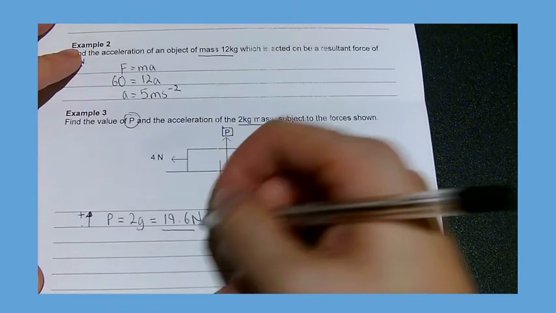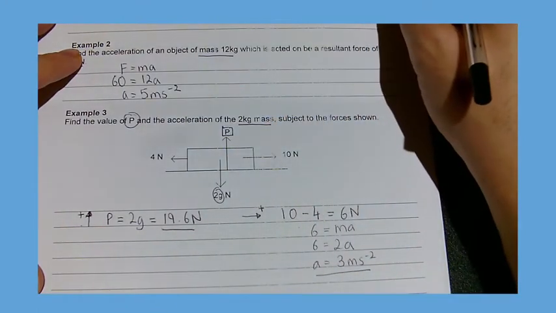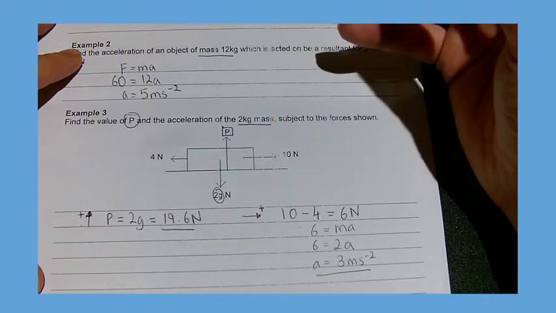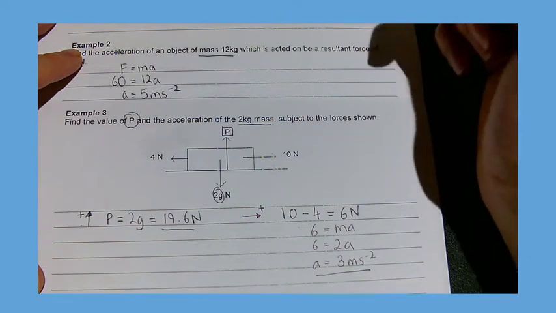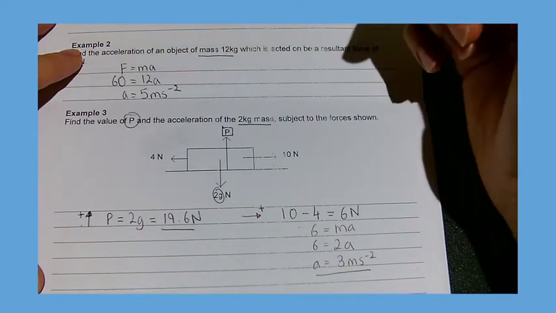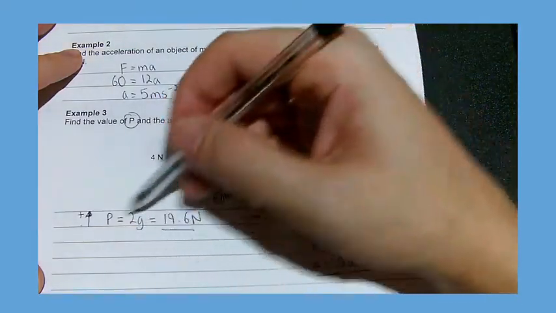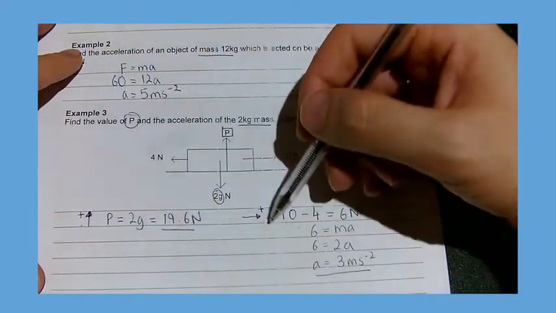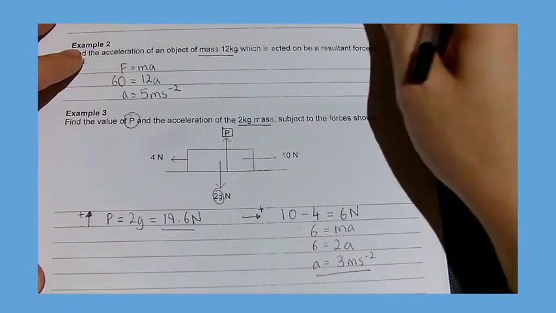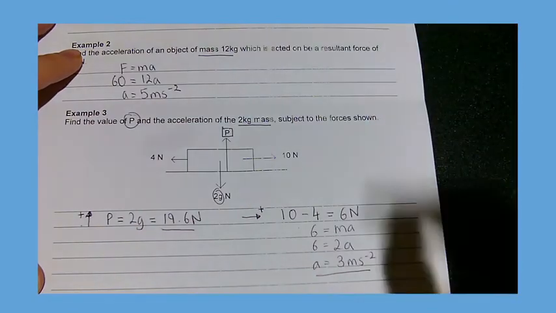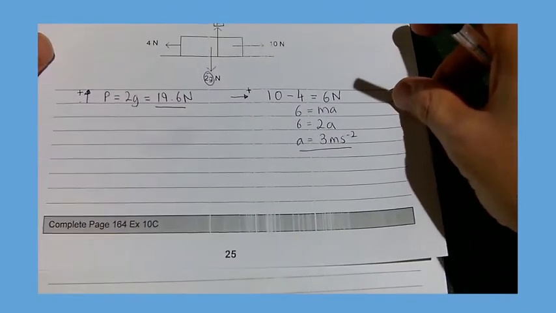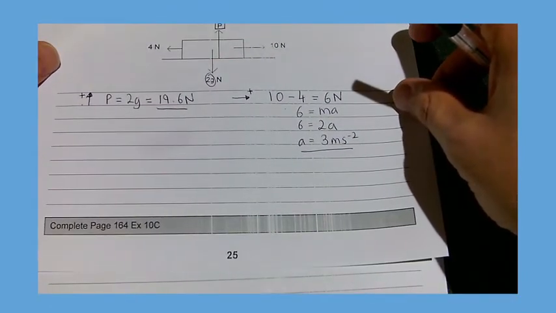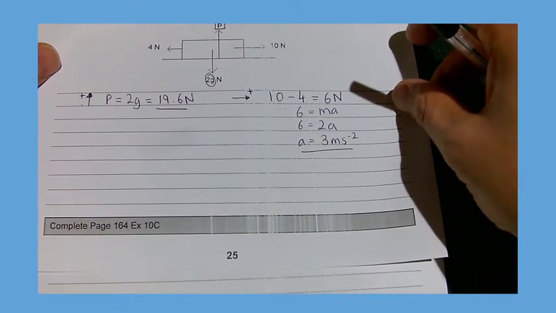The most important part of this sort of question is to understand where the resultant force is and what the direction of the resultant force is. If there is no resultant force, then how can I find the value of P? And if there is a resultant force horizontally, how can I use that to find the value of a? There are some questions here where you can use the simple formula in the diagrams on page 164, exercise 10C.